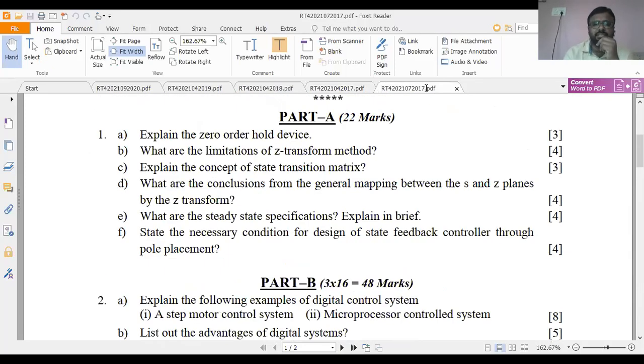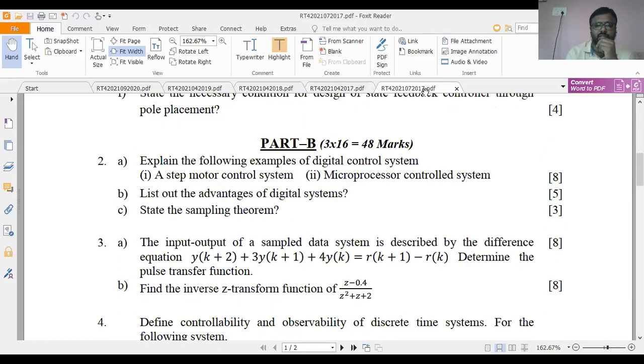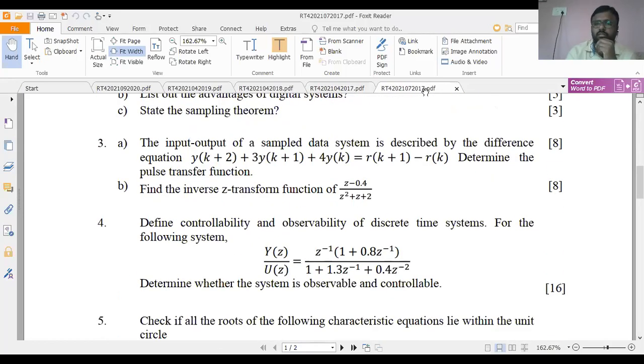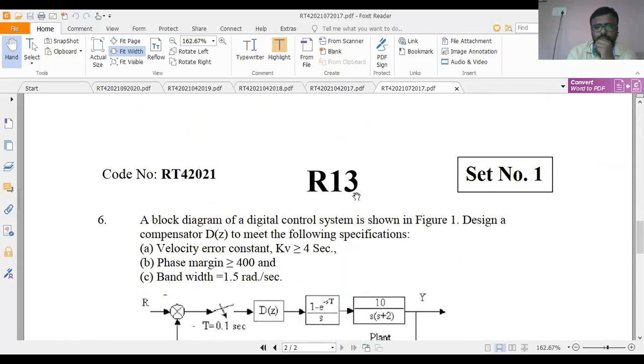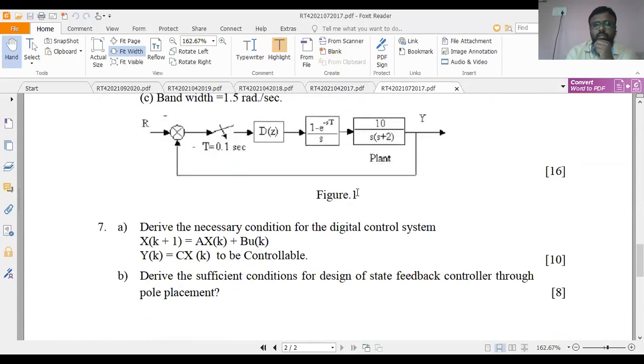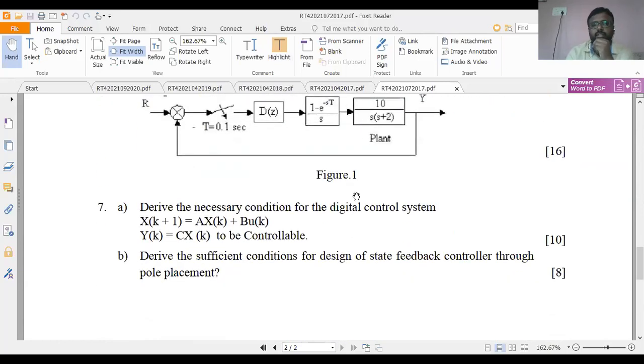what are the limitations of the Z transform method? And coming to the essay questions, so this is the difference equation, and you need to determine the pulse transfer function, that is Y(z) divided by R(z). And after that you have to determine the inverse Z transform for the function. Okay. And here this is one type of circuit which is used to determine the pulse transfer function for the closed loop system. This is the zero order hold circuit, and this is the G(s) value. Okay.